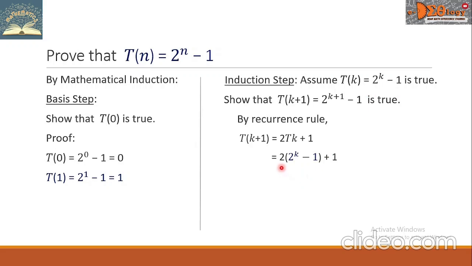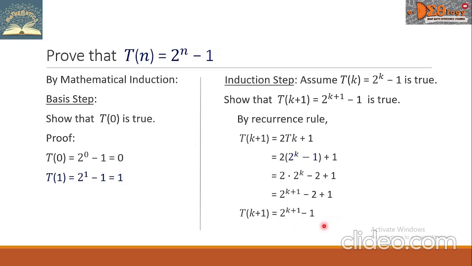Then this constant 2, we will multiply to each of the terms inside the grouping symbol. So we have now 2 times 2 raised to k. Then 2 times negative 1 is negative 2. Then we copy plus 1. This 2 times 2 raised to k, we can simplify and combine into 2 raised to k plus 1. And this negative 2 plus 1, we simplify as negative 1.